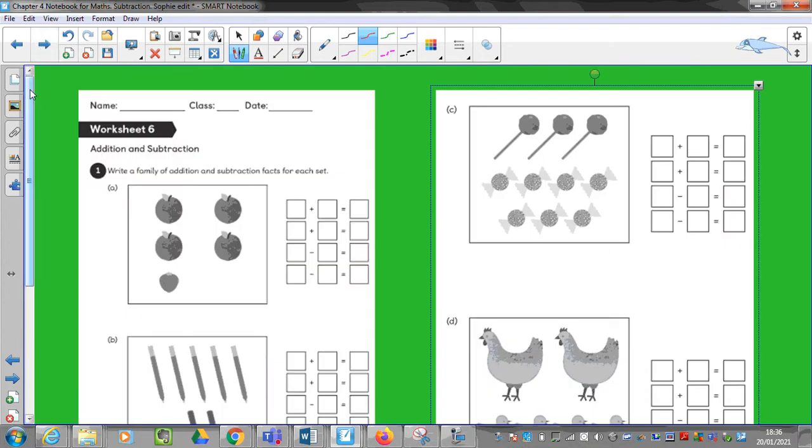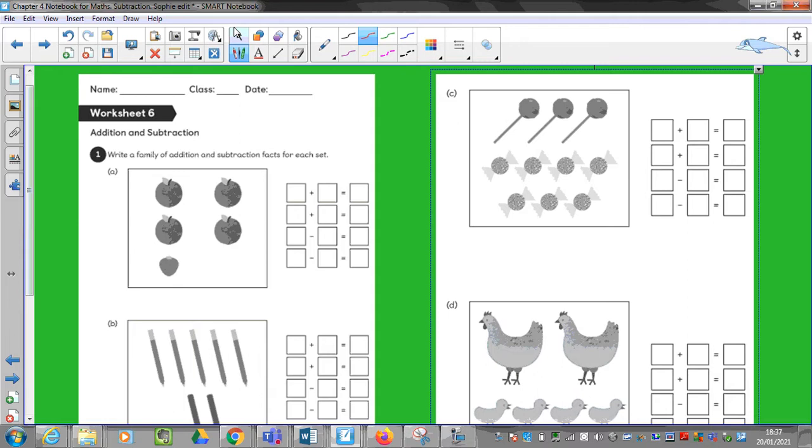But this is the main worksheet work for today. So what you need to do is have a look at what the picture is showing you and find out. You are really experienced now at looking at stories and taking out the information to make a number sentence. So I can see 4 large apples here and 1 strawberry. So what number sentences can you make from this?